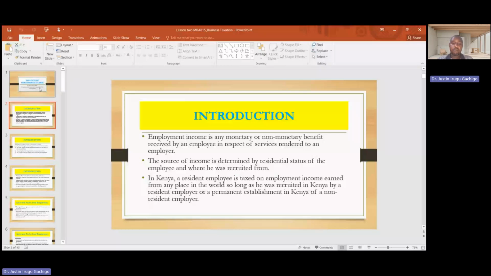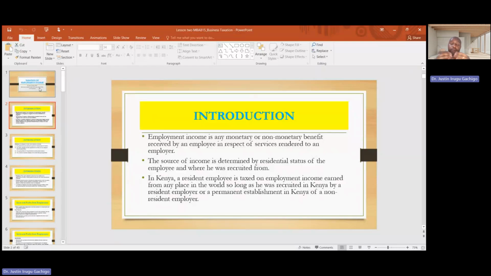So what is employment income? I believe all of us, if not all, the majority of us are already in active employment. When we talk about employment income, it is all the monetary resources or non-monetary benefit that you receive in respect of the services that you render to your employer. You are employed as a cashier, a bank teller, an accountant. You normally receive at the end of the month a basic salary. You go to the bank and you withdraw some money. That is employment income.